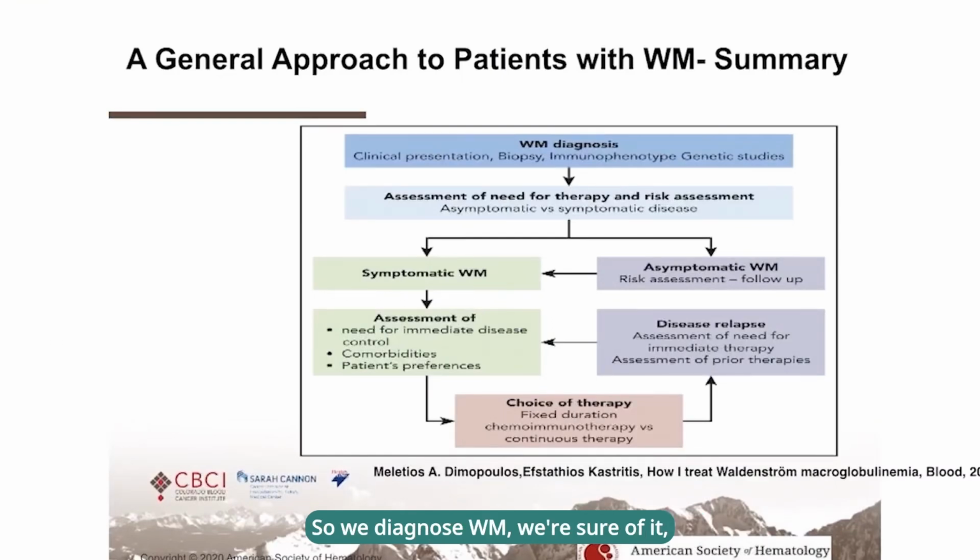So we diagnose WM, we're sure of it, we do the biopsy, we find the IgM, we do the appropriate genetic studies, and then we assess our patients to see if they need therapy. Are they symptomatic or are they smoldering? And if they're asymptomatic, we follow them very carefully.